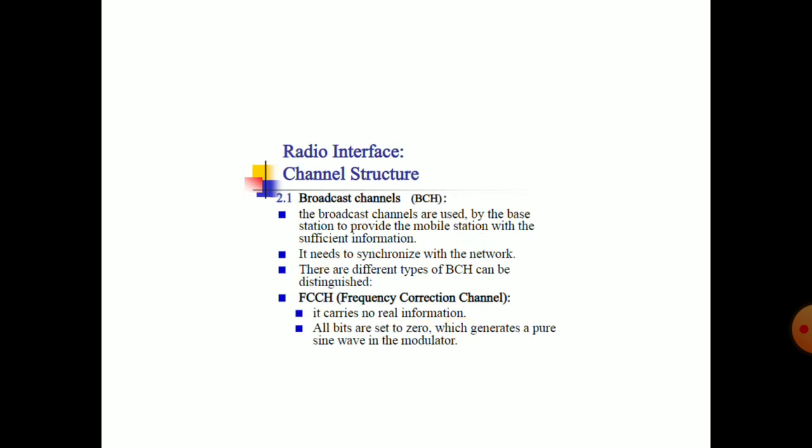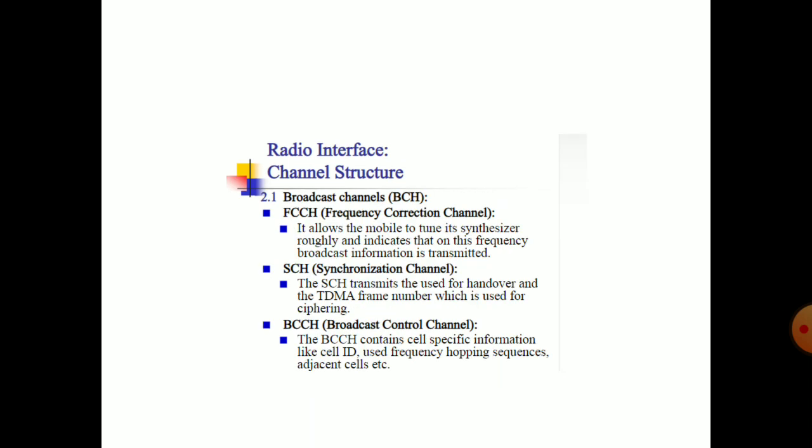Broadcast channels are required to synchronize the network and also provide the mobile station with sufficient information. The frequency correction channel carries no real information. All bits are set to 0, and it generates a pure sine wave in the modulator. The broadcast channel consists of many types: the frequency correction channel, the synchronization channel, and the broadcast control channel.